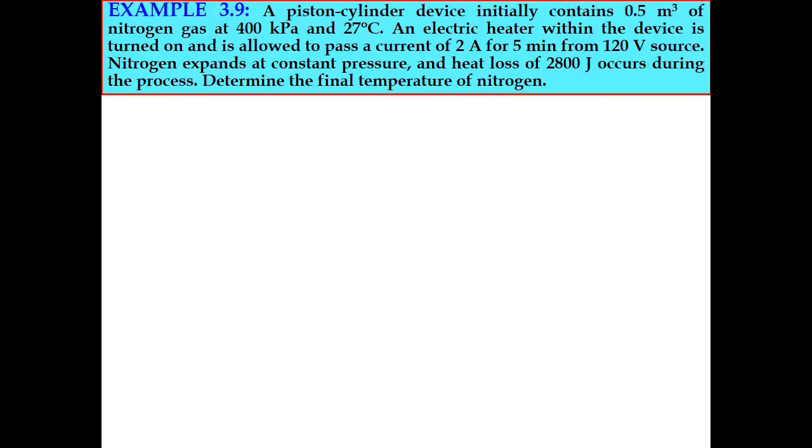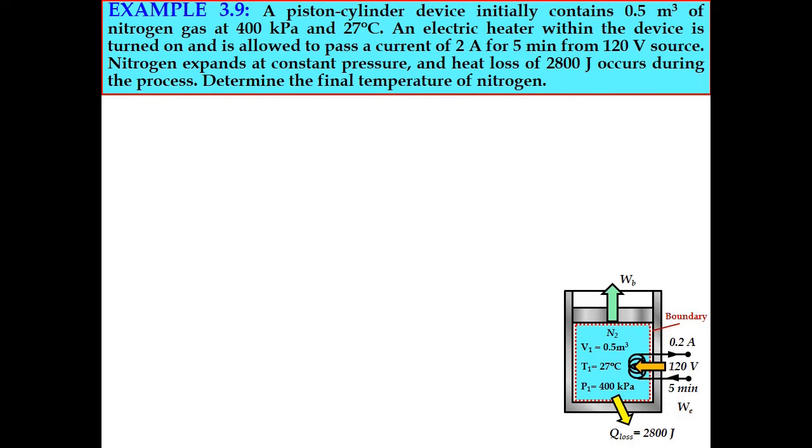Okay, next, example 3.9. A piston cylinder device initially contained 0.5 meter cubed of nitrogen gas at 400 kilopascal and 27 degrees Celsius. An electric heater within the device is turned on and allowed to pass a current of 2 ampere for 5 minutes from a 120 volt source. Nitrogen expands at constant pressure and a heat loss of 2800 joule occurs during the process. Determine the final temperature of nitrogen.